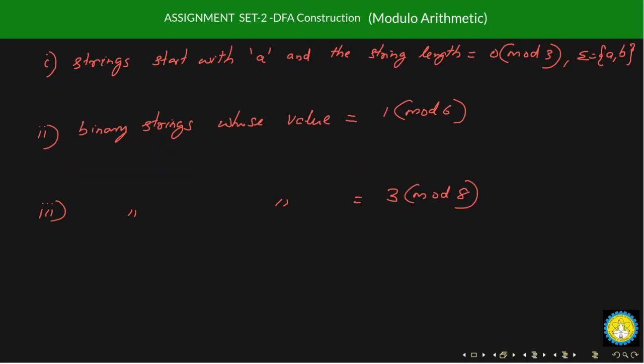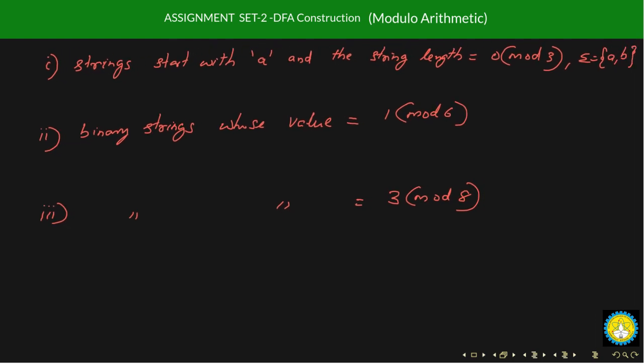Now, as an assignment, you can work out these problems. That is, the strings that start with an A and the string length is 0 mod 3. The alphabet set here is A, B. Remember that all the questions that we worked on with 0, 1 can also be replaced with A, B, where the alphabet set is A, B.